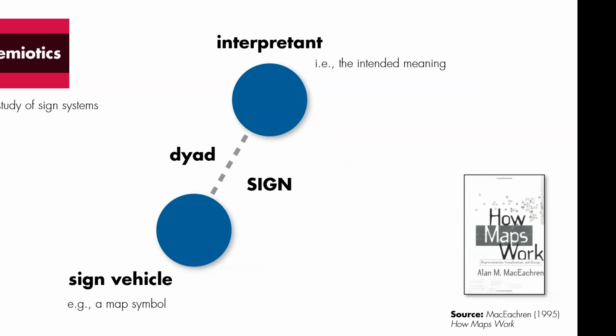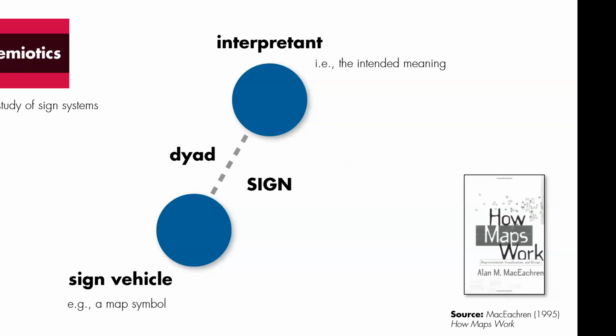And so to start here, we have the sign vehicle. And so this is a map symbol, so something like a visual variable. And then we have what Alan called the interpretant. This is the intended meaning. And so think about maybe a concept, something that is interpreted from the sign vehicle. And this forms a pairing, a dyad.